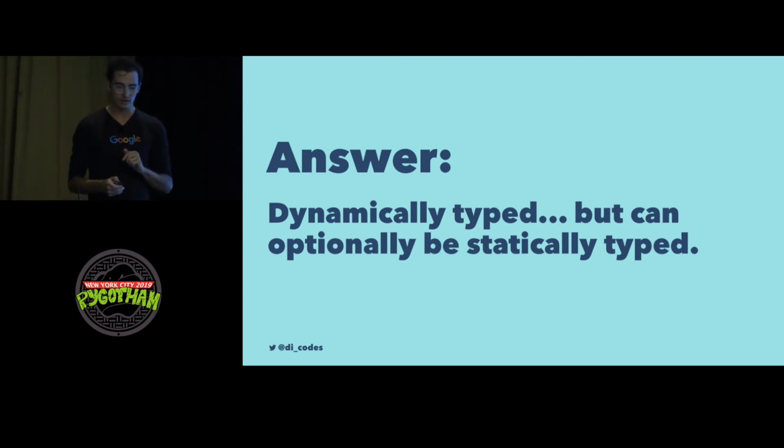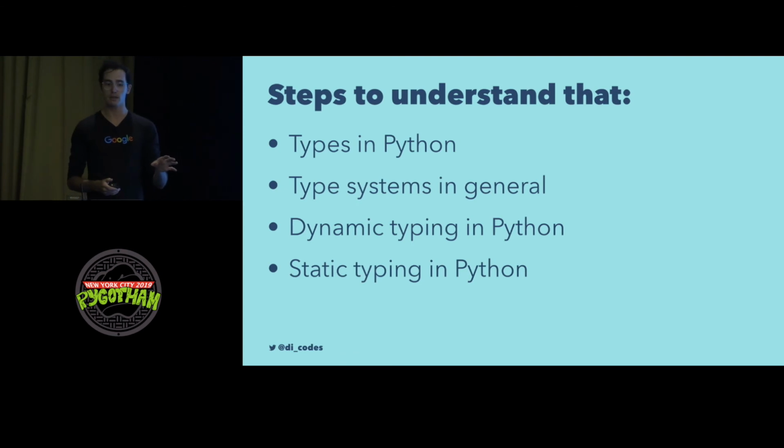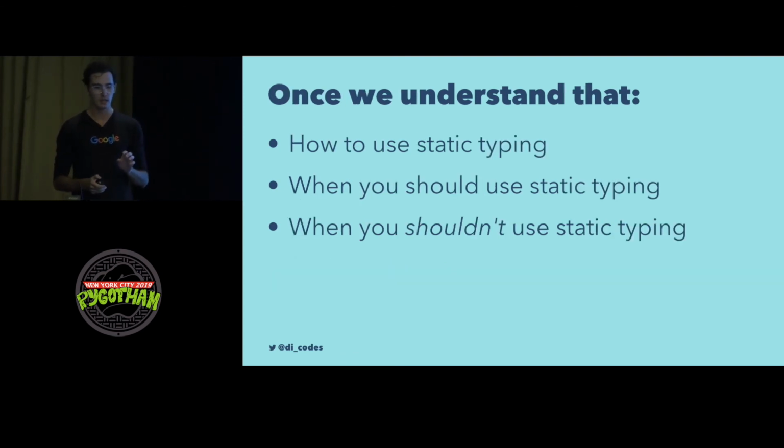So to understand that, we need to understand types in Python, type systems in general. We'll talk about dynamic typing in Python. Then we'll talk about static typing in Python. And once we understand that, we'll also talk about how to use static typing in Python, when you should use it, maybe when you shouldn't use it as well.